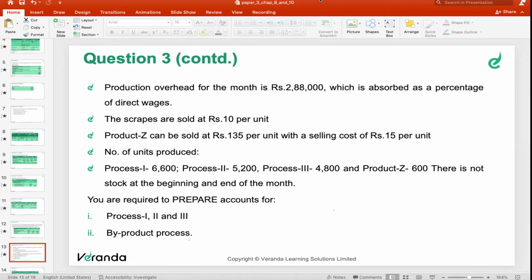Very good. Such a beautiful problem. This is based on process costing. That too, process costing combined with joint product and byproduct. It's a combination of process costing with joint product and byproduct. So, you know various methods of costing. Here, two methods they merged.